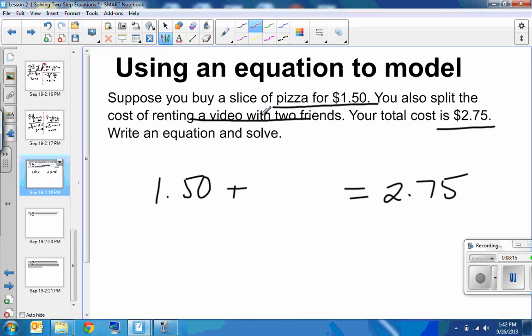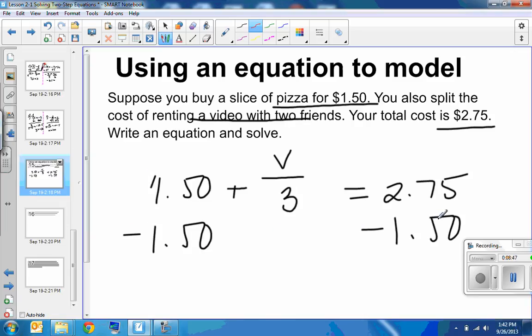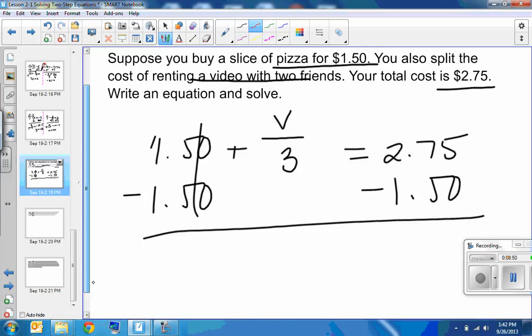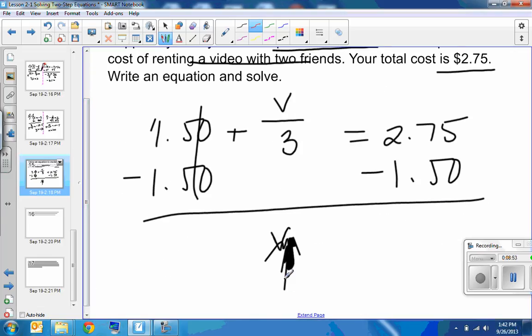So we're going to add, because we're combining. But we'll take the cost of the video, we split it amongst 2 friends and yourself. We're going to divide it by 3. If I spent $20 and I split it amongst 4 people, I would get $5 apiece. So we don't know the cost of the video, and we're going to split it amongst 3 people. Now I'm going to solve. It's a positive 150, so I'm going to subtract 150. Cancels out. Bring down v divided by 3.